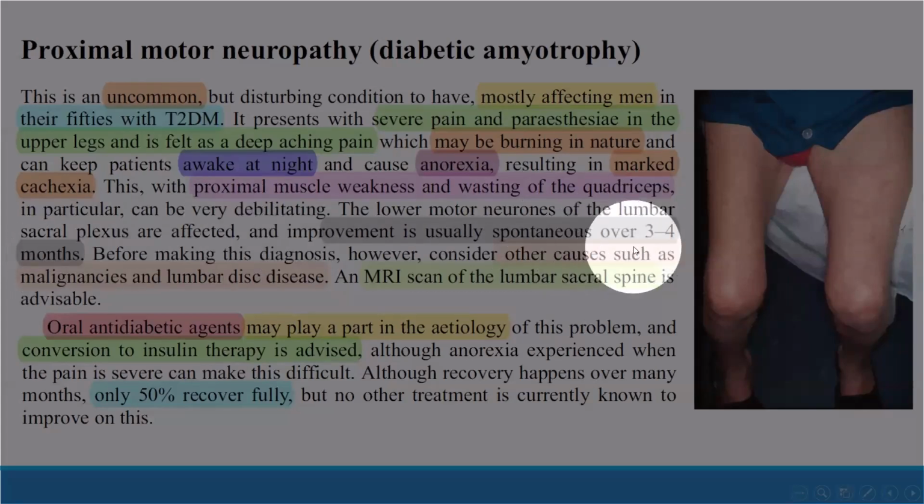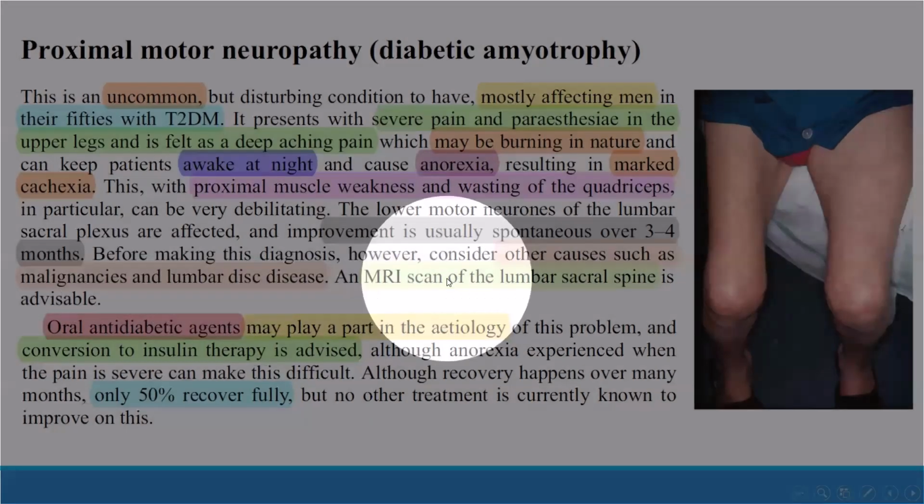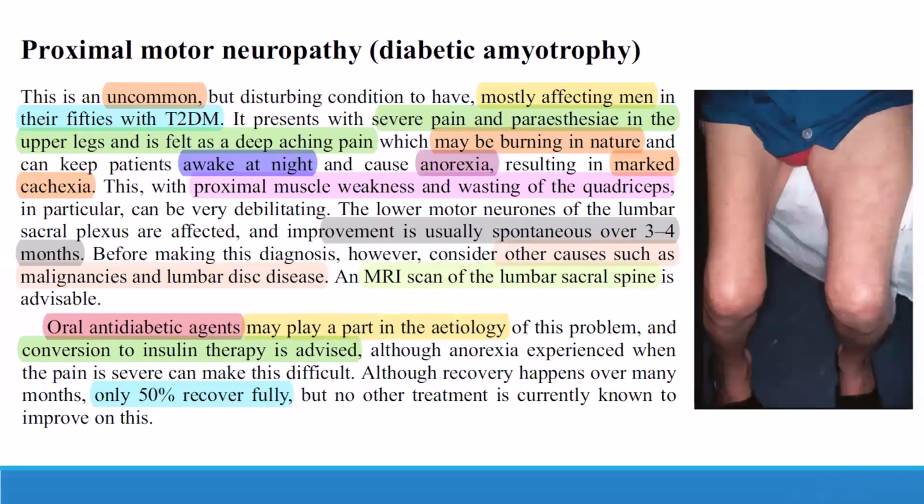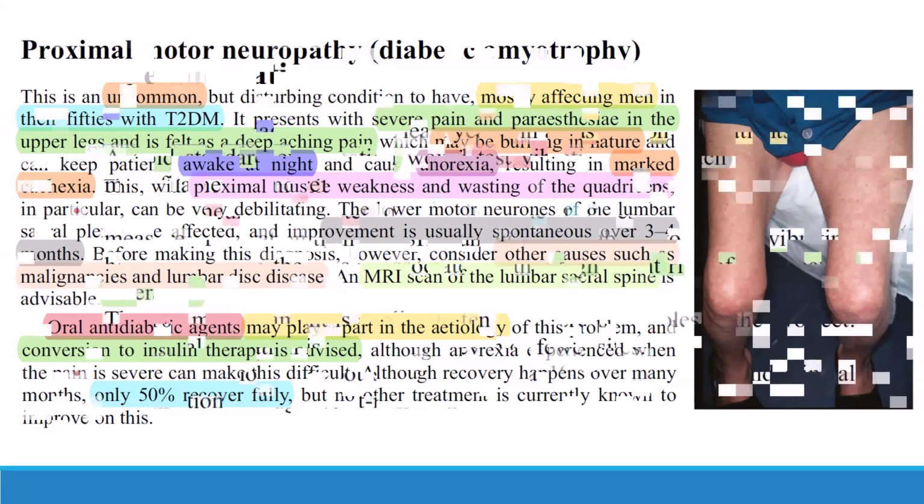Other causes should be excluded, like malignancy and lumbar disc disease. MRI of the lumbosacral spine is recommended. The oral antidiabetic medication may play a part, so a conversion to insulin therapy is advised. 50% will recover fully.